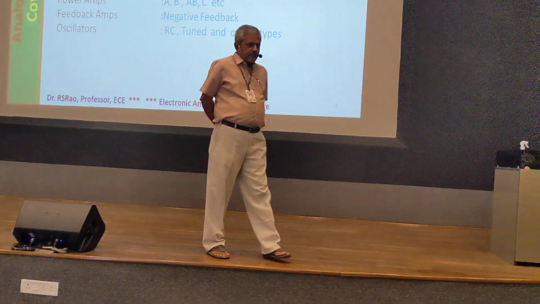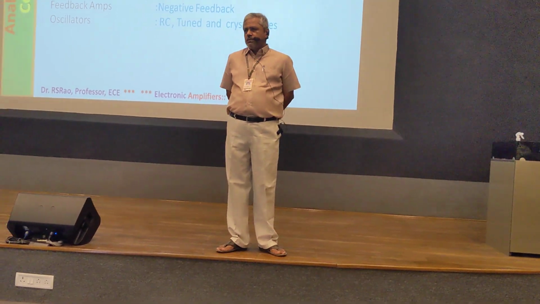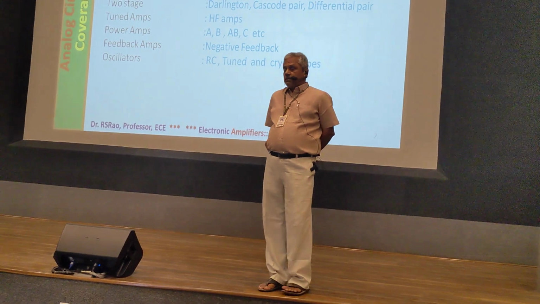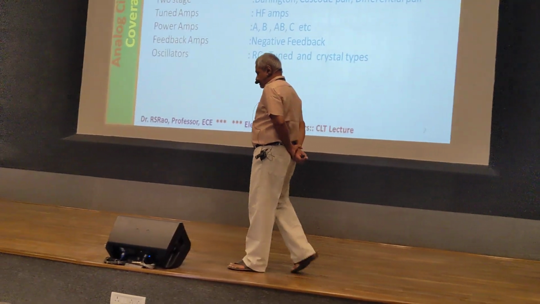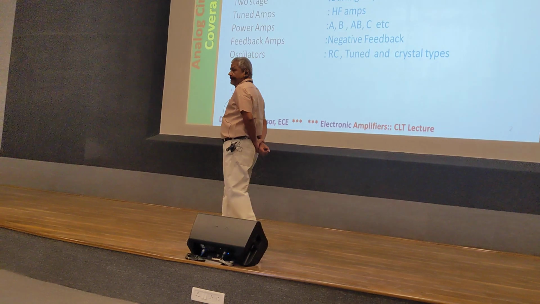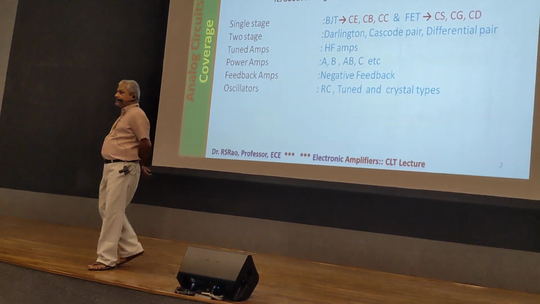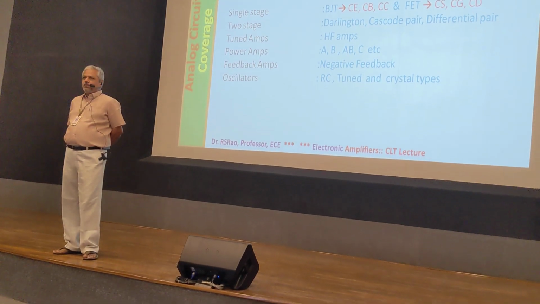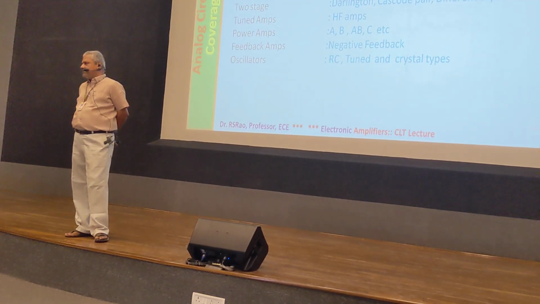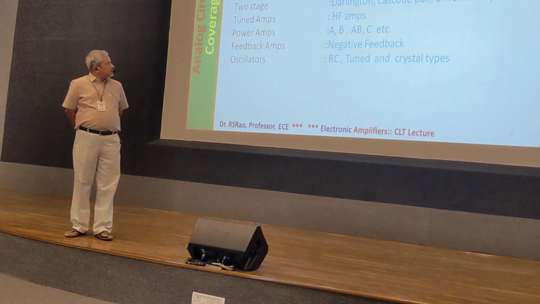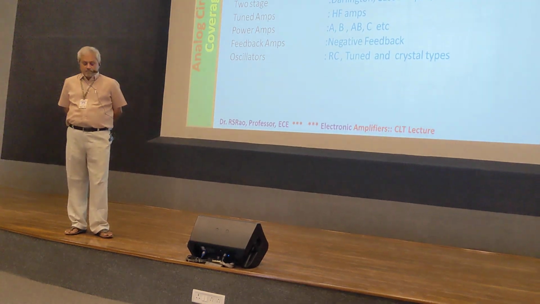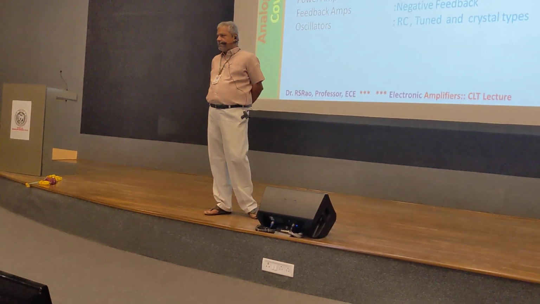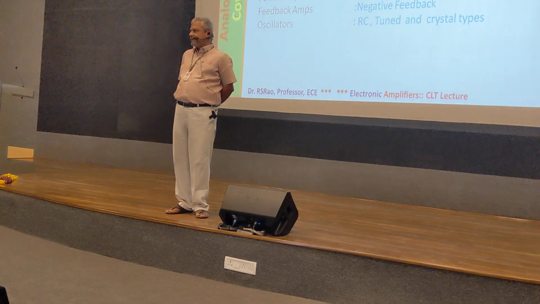Two-stage amplifiers most important are mentioned there. Darlington pair is an important two-stage amplifier. Then the cascode pair; all of you note it is not cascade. Cascade is different from cascode. Here there is an O, there it is an A. Cascode pair and differential pair. These three are two-stage amplifiers. Other types of two-stage amplifiers are also there, but these are considered most important.